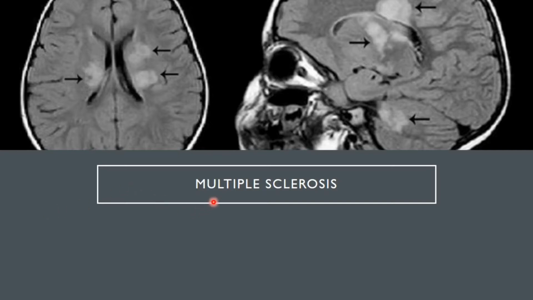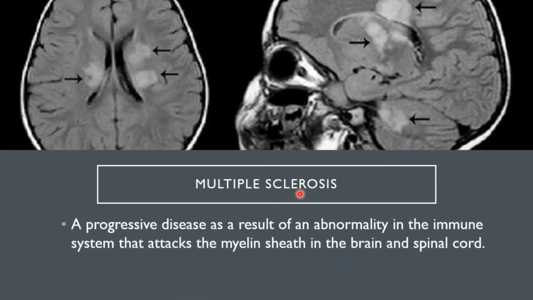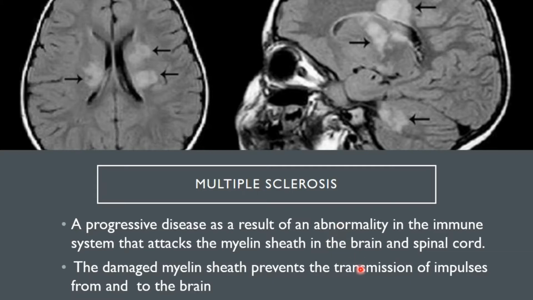The first health issue is multiple sclerosis. Multiple sclerosis is a progressive disease as a result of an abnormality in the immune system that attacks the myelin sheath in the brain and spinal cord. Therefore, the transmission of impulses to and from the brain is obstructed. People who are suffering from multiple sclerosis slow down in their movement.